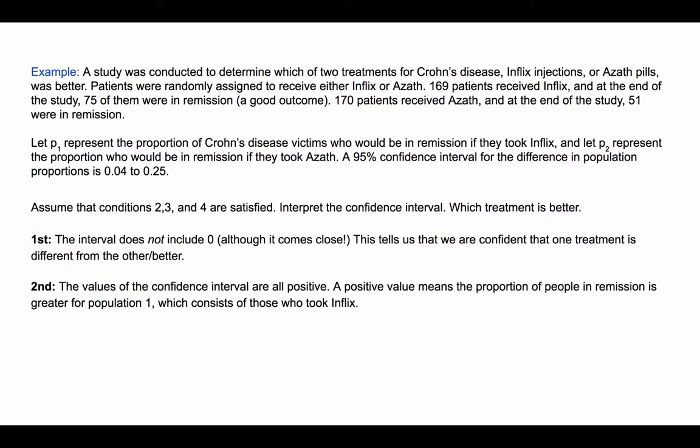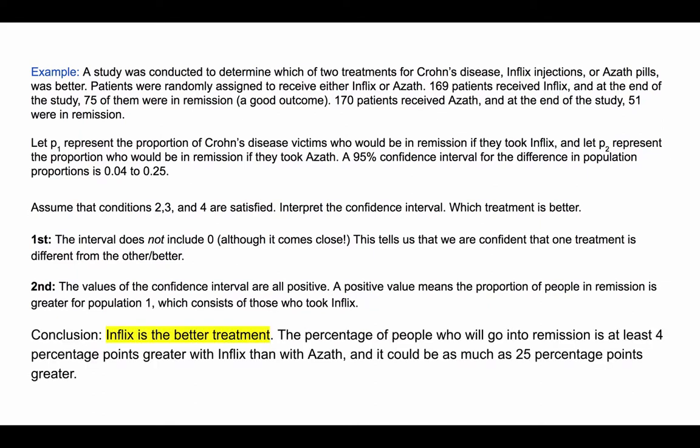Second, the values of the confidence interval are all positive. A positive value means that the proportion of people in remission is greater for population 1, or in other words, it's greater for the population who took the Inflix medication. Remember, P1 represents the people who took Inflix, we're told that. So we're confident that P1 is bigger than P2 because P1 minus P2 is positive. This means that Inflix is the better treatment.